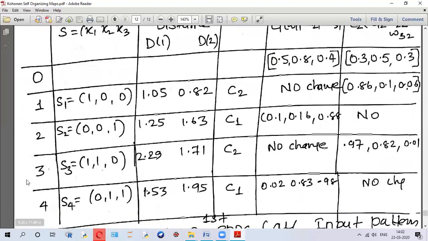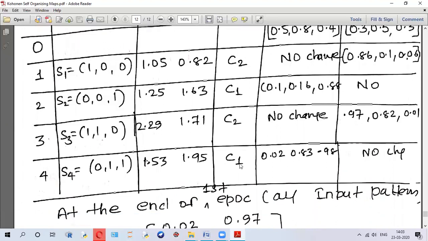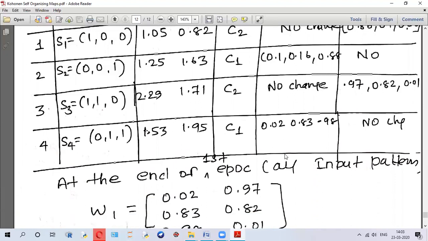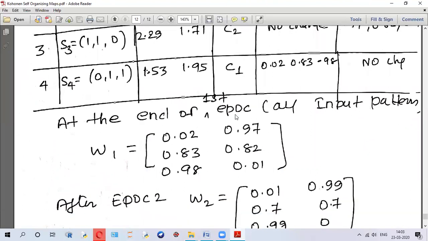After applying the input vector 3 in the same manner, we would find that the cluster C2 is the winner. So definitely there would be no change in C1, and the new values for C2 would be this. And in the same manner, after applying input 4, the cluster C1 would be declared as a winner. No change in the second cluster, and this would be the updated value. So after applying all the four input patterns, at the end of the first epoch, that is, we have tried all the given input patterns, this would be the condition after the first epoch, right?